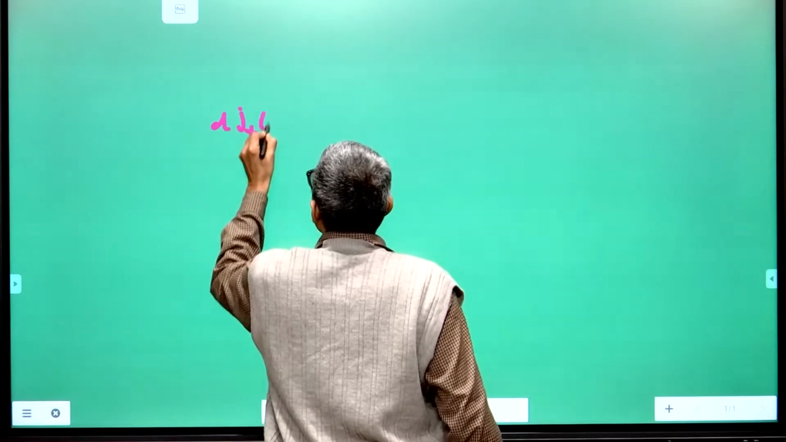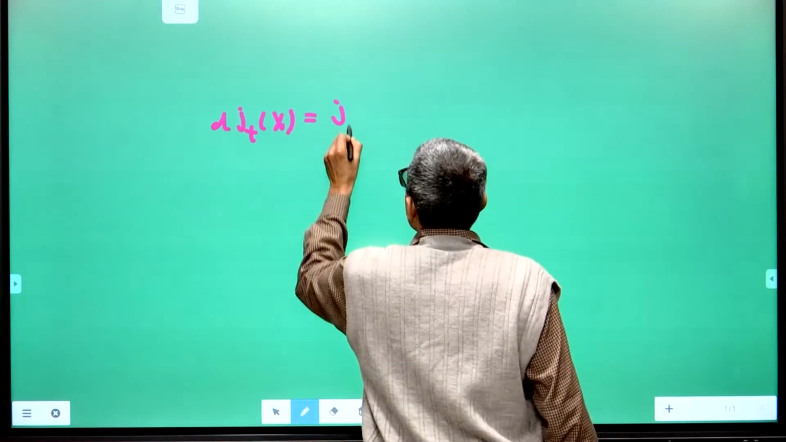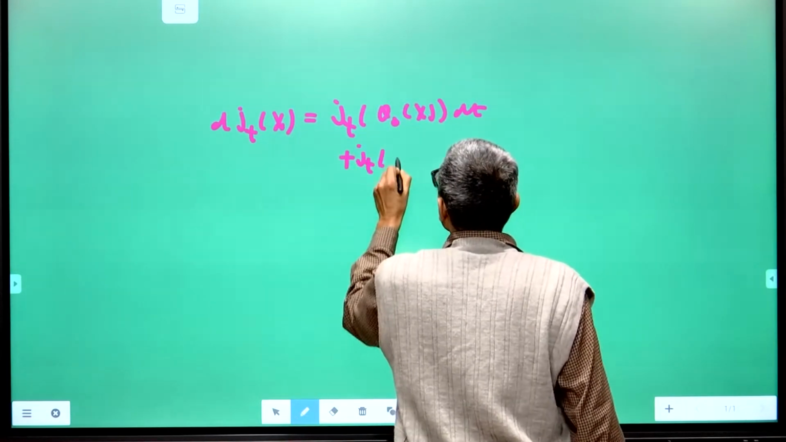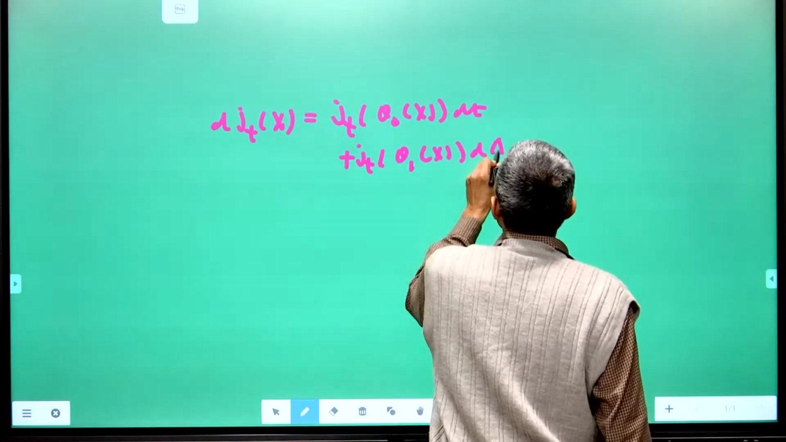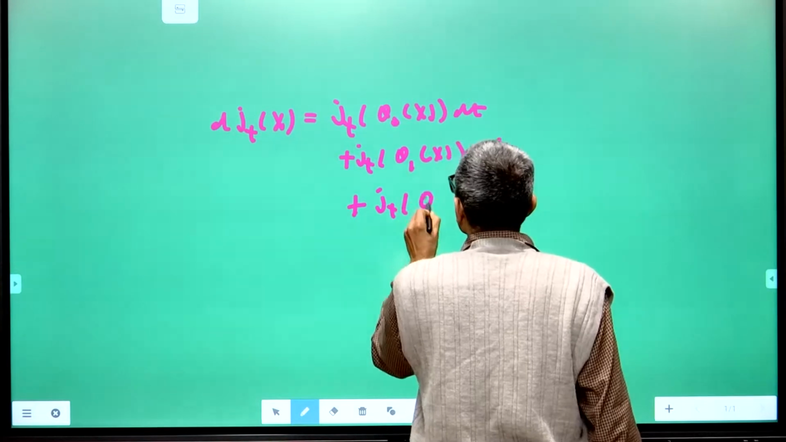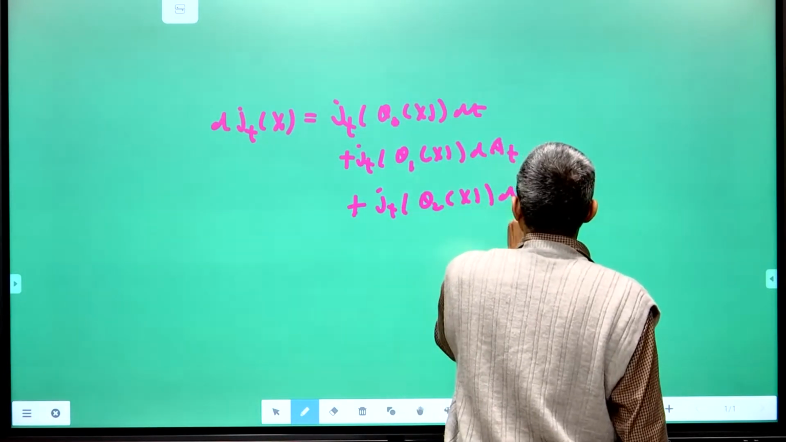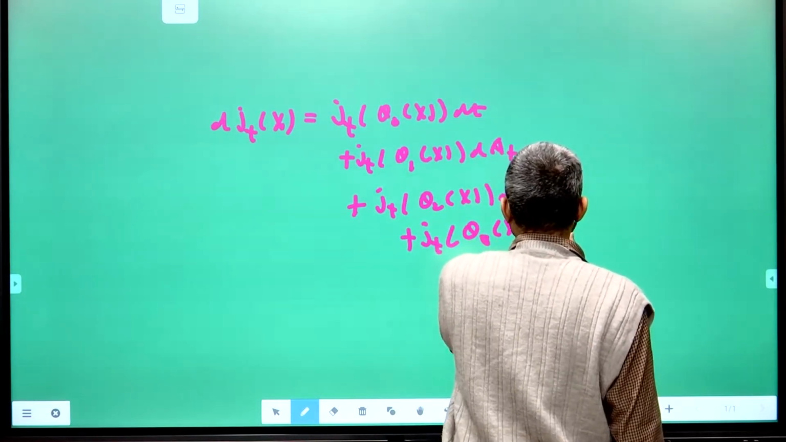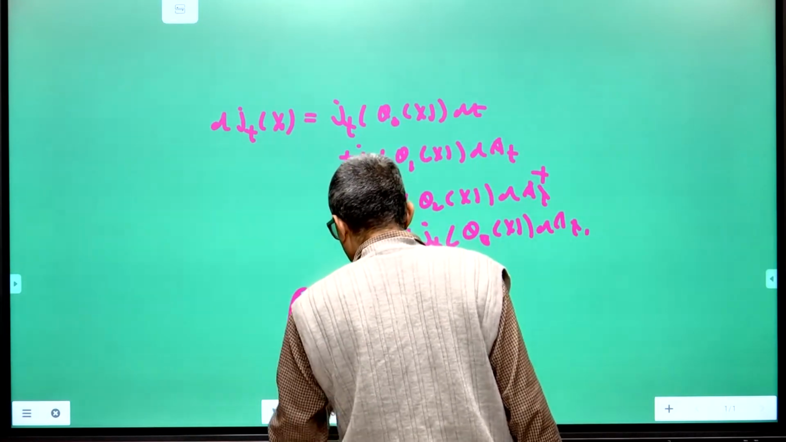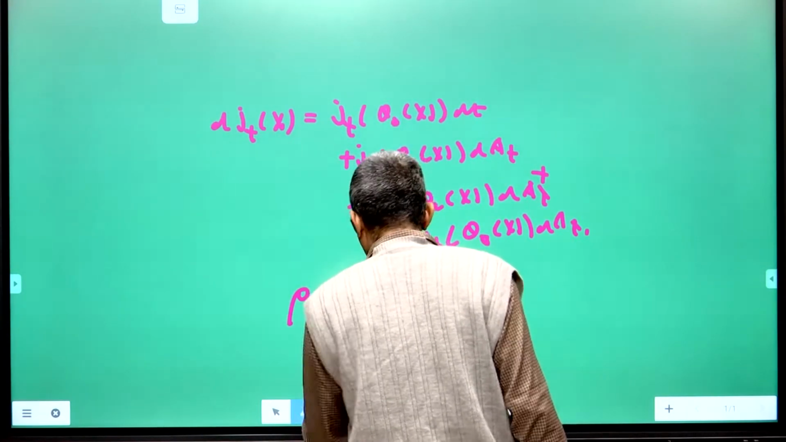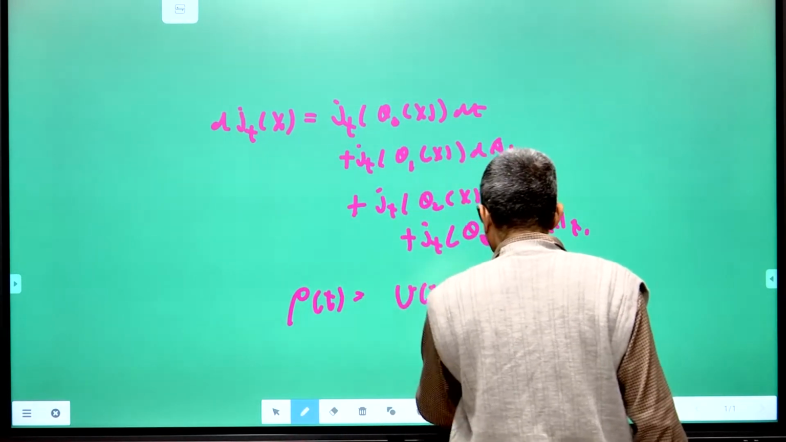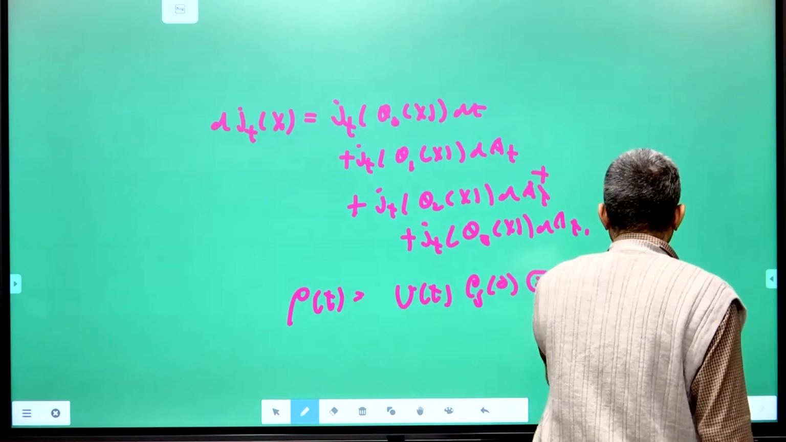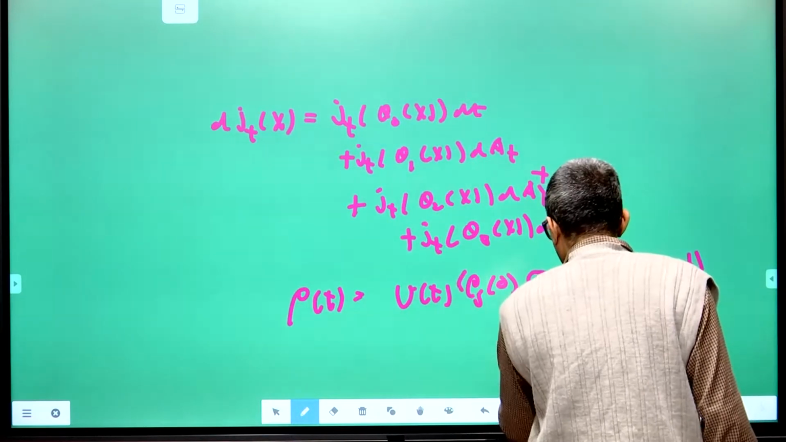You have from the Hudson-Parthasarathy equation, for any system observable, J_t(X) = J_t(θ0 X) dt + J_t(θ1 X) dA_t + J_t(θ2 X) dA_t dagger + J_t(θ3 X) dΛ_t. So, now you take the system state at time t. The system state at time t is defined by U_t (ρ_s0 tensor φ(u) coherent state) U_t dagger.